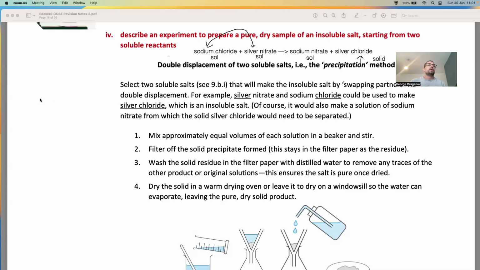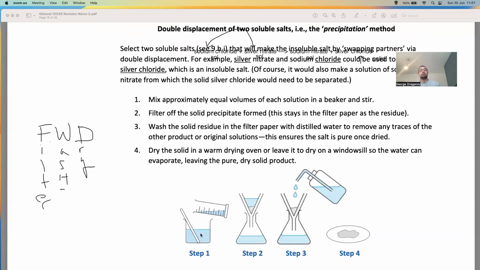Now the method, if you ever play a football game, like Football Manager or FIFA, I like to call it the FWD. Filter, wash, and dry. These are like the essential steps. So you mix equal volumes of each solution in a beaker and you stir it. That's step 1. Okay. As soon as that happens, they'll form a precipitate.